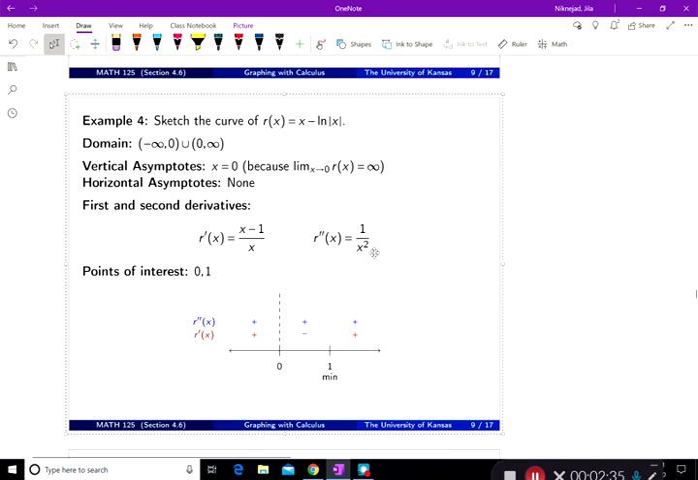For 1 over x squared, the sign does not change. Just when you pass over x equal to 0, it always stays positive because 1 over x squared is always positive. So the second derivative is always positive. Concavity is always upward.